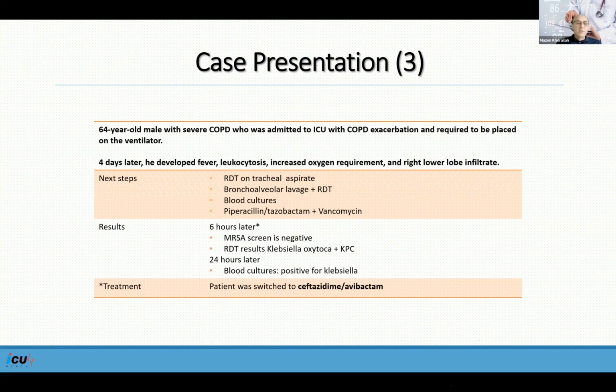The third case, 64-year-old with severe COPD, was admitted to the ICU with COPD exacerbation and required to be on the ventilator. 4 days later, patient developed fever, leukocytosis, increased oxygen requirement, and right lower lobe infiltrate. So apparently the patient developed ventilator-associated pneumonia. So what we did is RDT on tracheal aspirate, bronchoalveolar lavage also, blood cultures, and broad-spectrum antibiotic, piperacillin tazobactam, and vancomycin.